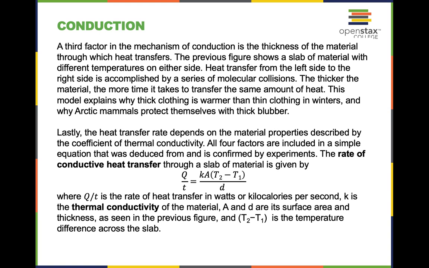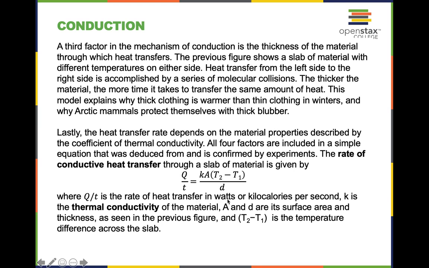Lastly, the heat transfer rate depends on the material properties described by the coefficient of thermal conductivity. All four factors are included in a simple equation that was deduced from and is confirmed by experiments. The rate of conductive heat transfer through a slab of material is given by Q over t equals k, which is the constant, times the surface area A, times the change in temperature T2 minus T1, over the thickness d.